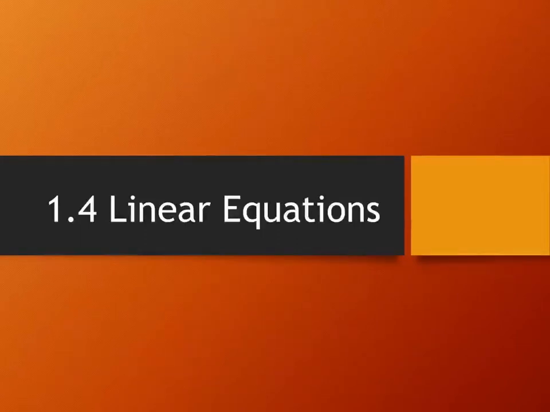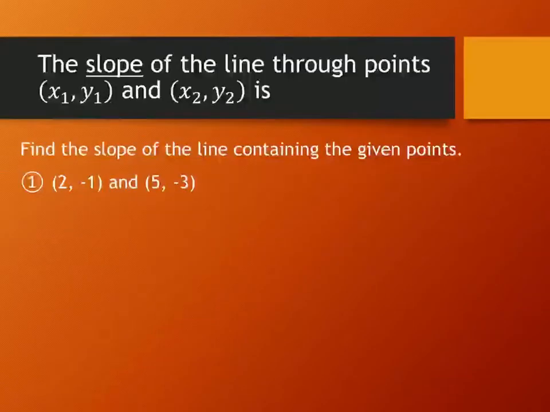Today we're going to take a look at section 1.4, linear equations. As we get started, what we're going to take a look at first is slope. So slope, or the steepness of a graph, is defined as taking an ordered pair (x1, y1) and (x2, y2), and often the letter that's used is m for slope. And what we do is we take y2 minus y1 over x2 minus x1.